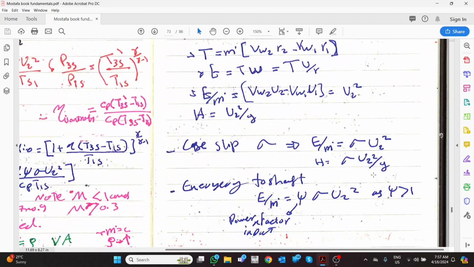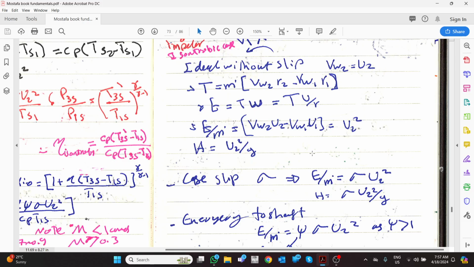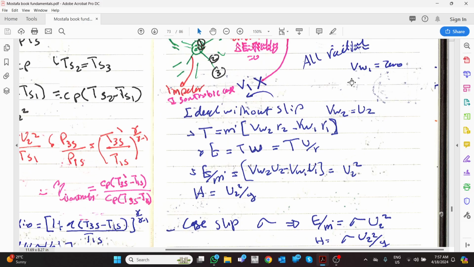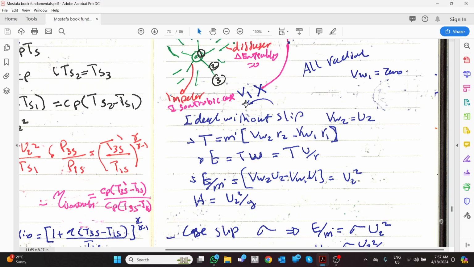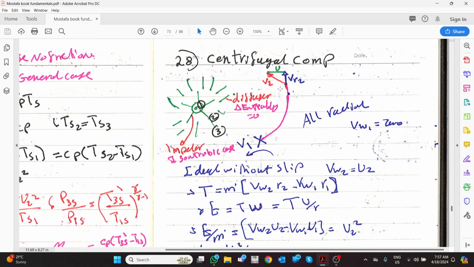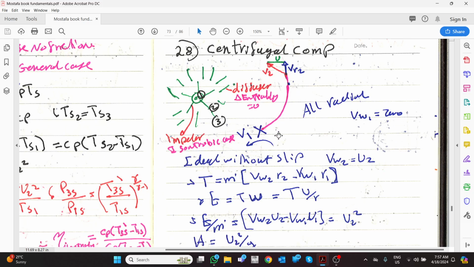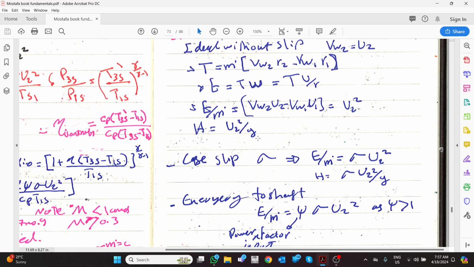Which is U2 squared or VW2 squared, and the head is that over g. It is the same concept, same philosophy. Yet still, there is going to be a slip. Here high pressure, here low pressure, here high pressure, here low pressure, so slip is going to happen like this. So we know that this is a theoretical energy or theoretical head. In case of a slip, multiply by the slip factor.